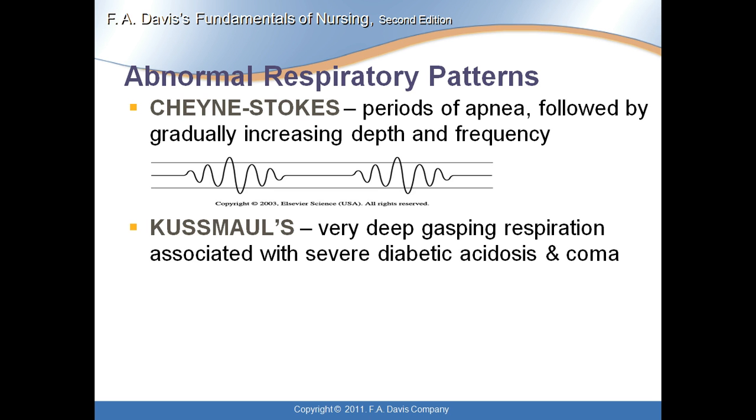For Kussmaul's, which is very deep gasping respiration associated with severe diabetic acidosis and coma, you also find that this is more for patients who are passing away. The breaths are, like I said, deep, but they're more gasping. They can take the deep breath, but it's not moving anywhere.